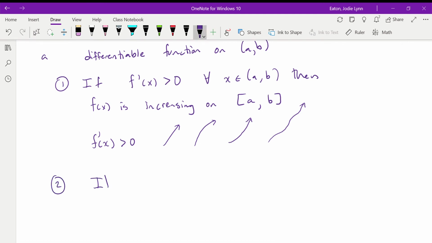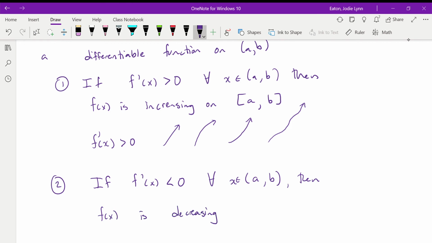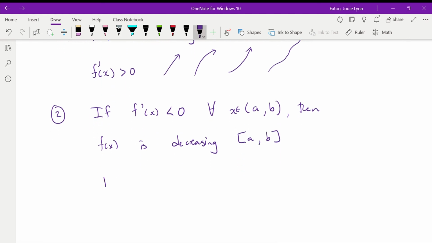Similarly, if f prime of x is less than 0, or negative, for all x on our open interval, where f is defined, then f of x is decreasing on our closed interval AB. And a decreasing function, f prime of x being negative, just means we have negative tangent line slopes. There are a few different ways that can look too. You could be going down and getting less down. You could be going down and getting more down.